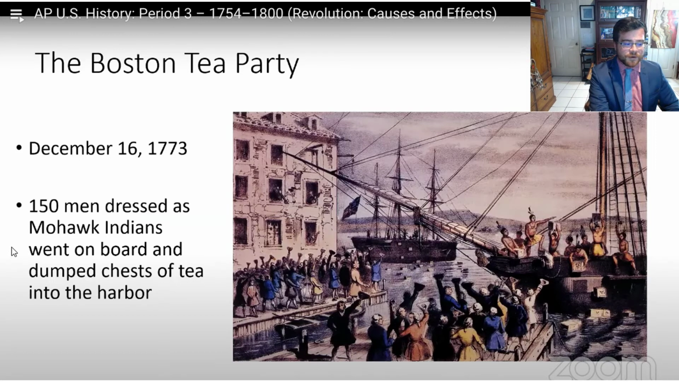The Sons of Liberty, they're on board, dressed up as natives. They weren't fooling anyone, though. England wasn't like, oh, it's the Native Americans that did it. No, they knew it was the Sons of Liberty. Okay, they took credit for it.